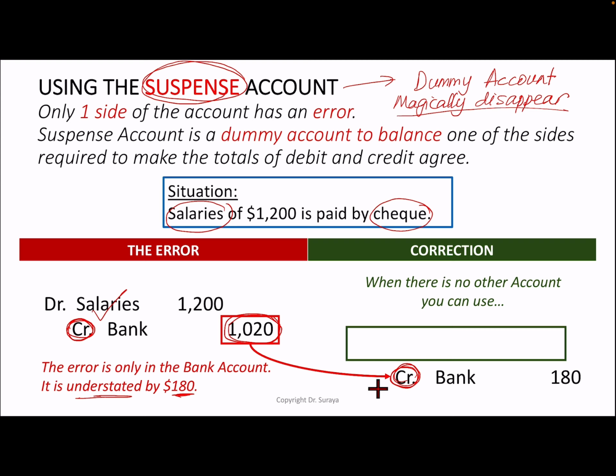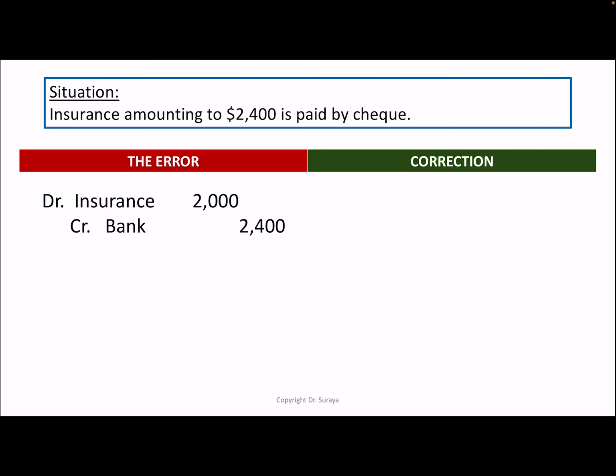So when there is no other account you can use, this is where you use the dummy account, Suspense. Remember, Suspense is only used when there are no other accounts that you can use, because dummy accounts do not have a transaction, do not have an actual item to it. It is just there to make the account balance. So that is it, guys, how to use a Suspense account. Now let's take a look at another situation.